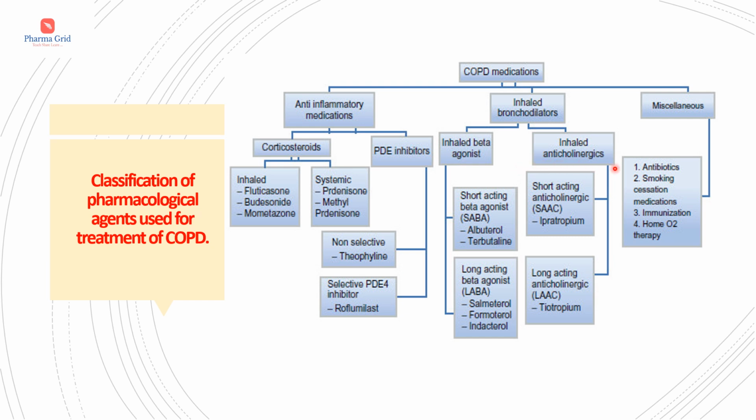Inhaled anticholinergics can be categorized into short-acting and long-acting. The short-acting anticholinergic drug is ipratropium and the long-acting anticholinergic drug is tiotropium. And the miscellaneous options include antibiotics, smoking cessation medications, immunization, and home oxygen therapy.